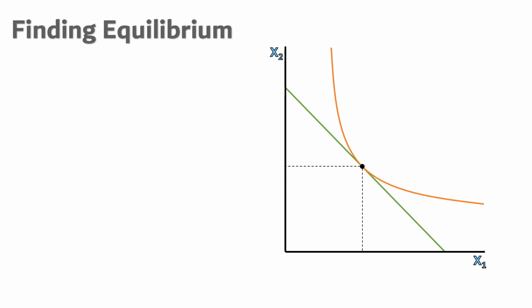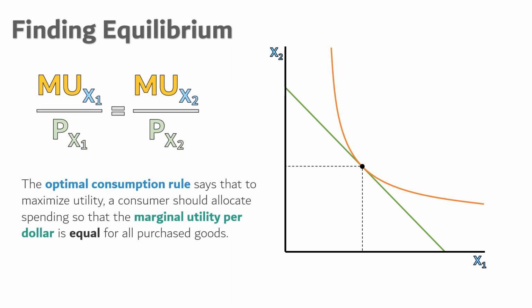And so the highest possible indifference curve, which still has at least one affordable option on it, will allow us to identify the best possible choice for this consumer. It will be their equilibrium. So what can we learn from this? Well, we'll skip some of the fancy math and jump right to an important conclusion. At that point, this fact is true.